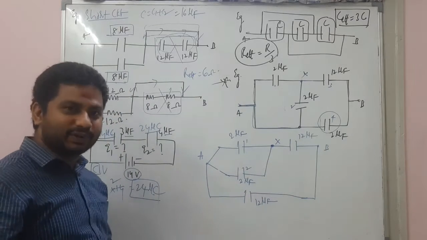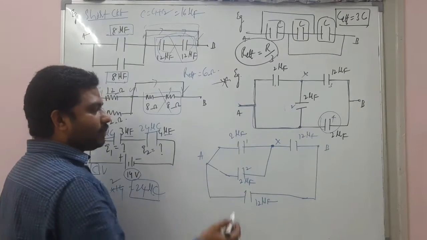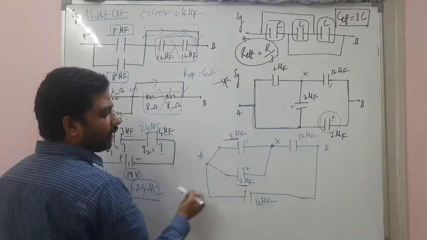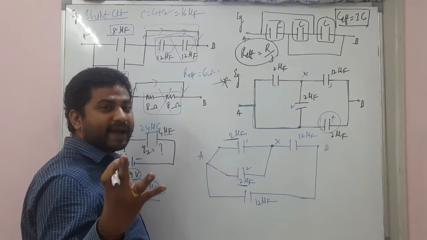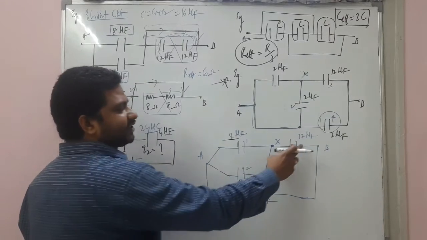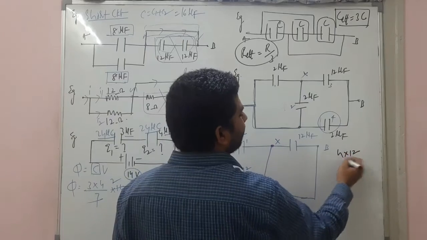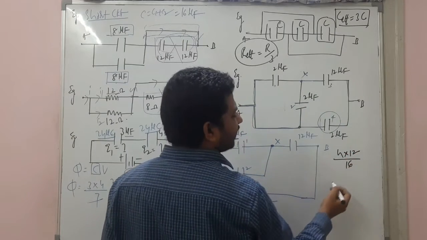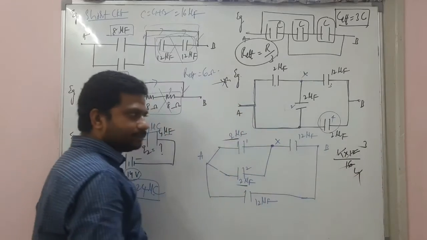Now it's so simple to do that. Yes or no? Because this is 2 microfarad, 2 microfarad, effective I'm talking about. Capacitors, just add if they are in parallel. It's a 4. And this is 12. Right? So, 4 into 12 by 4 plus 12, 16. 4 fours, 4 threes. Yes, superb.